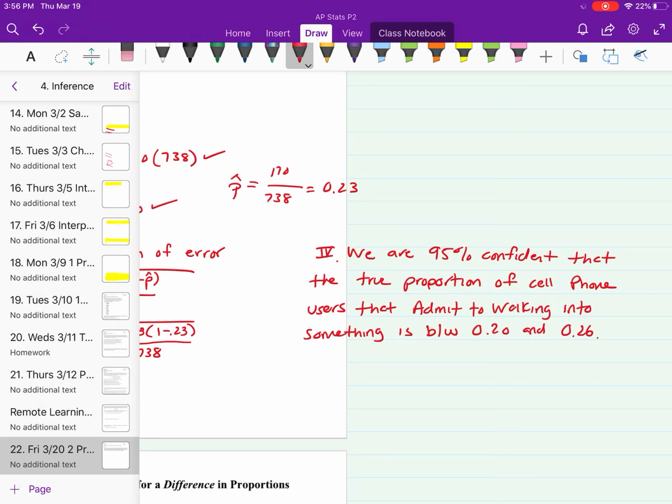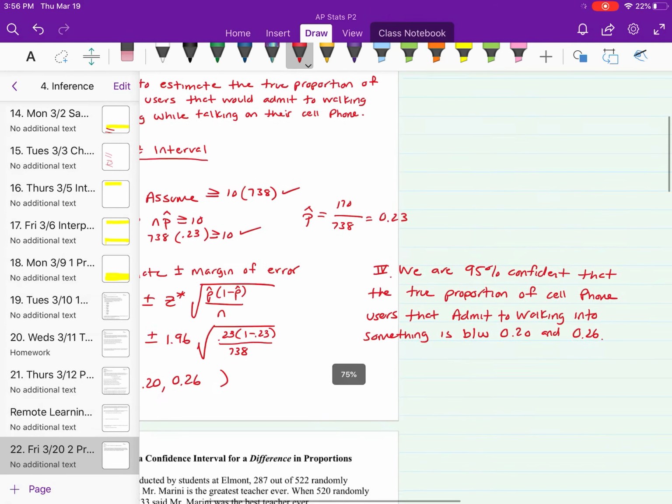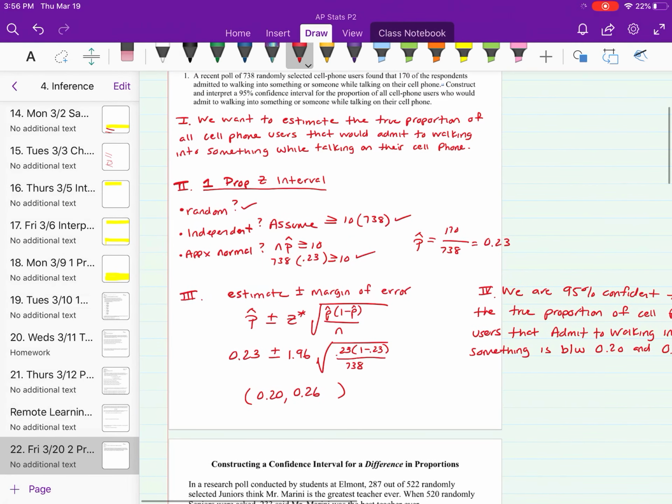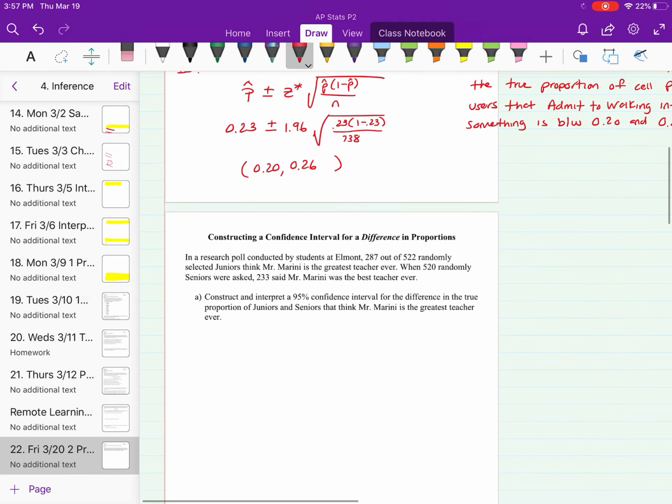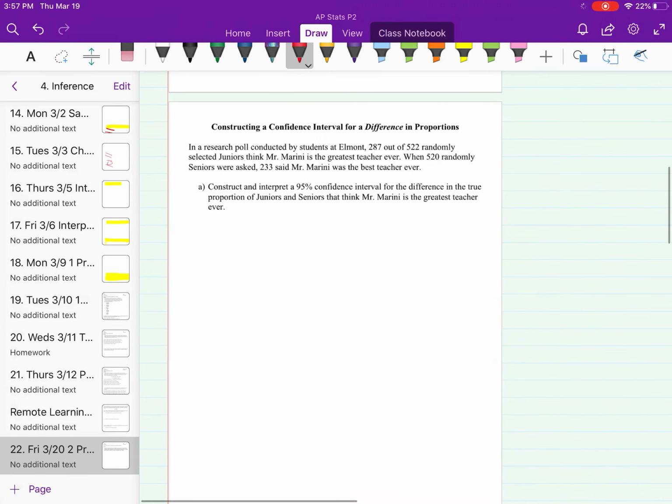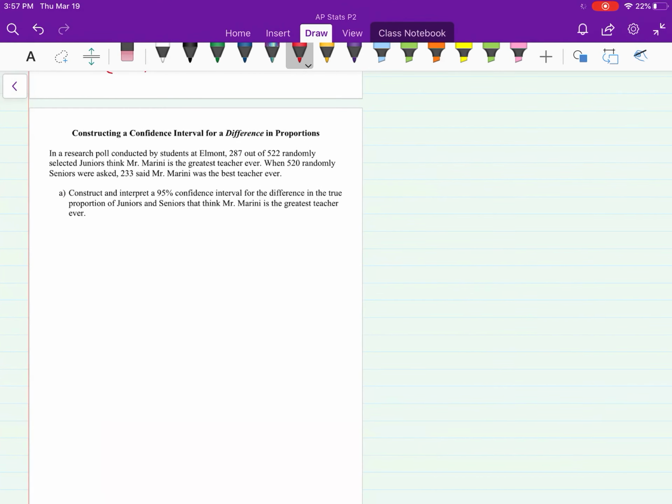All right, so we are 95% confident that the true proportion of cell phone users that admit to walking into something is between 0.20 and 0.26. This is just review of how to do a confidence interval problem, all 4 steps. This was for proportions. We also did means, but we're not talking about that today. But now let's scroll down and take a look at how this question is a little bit different.